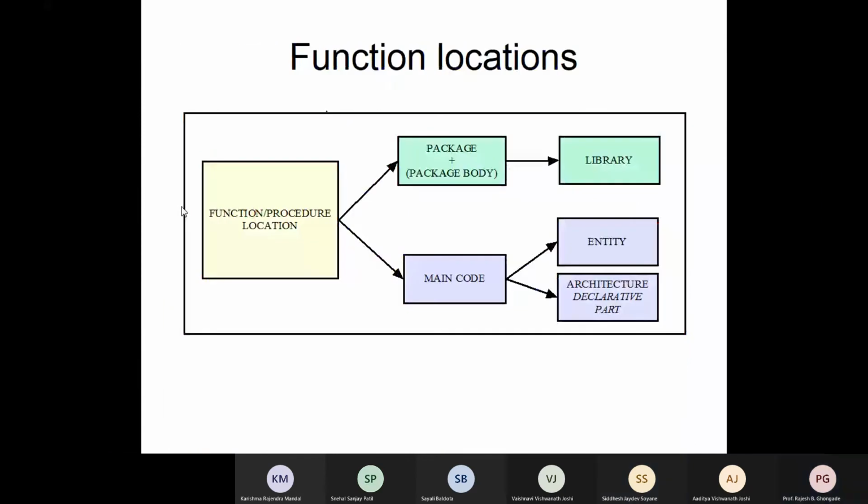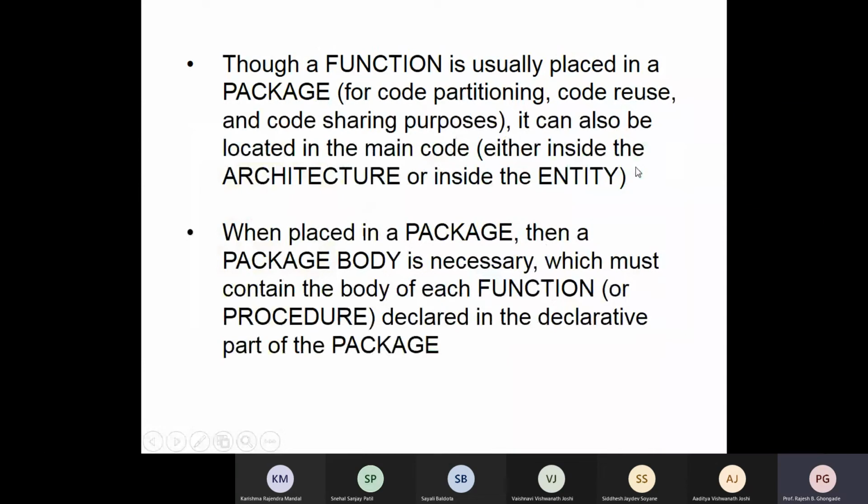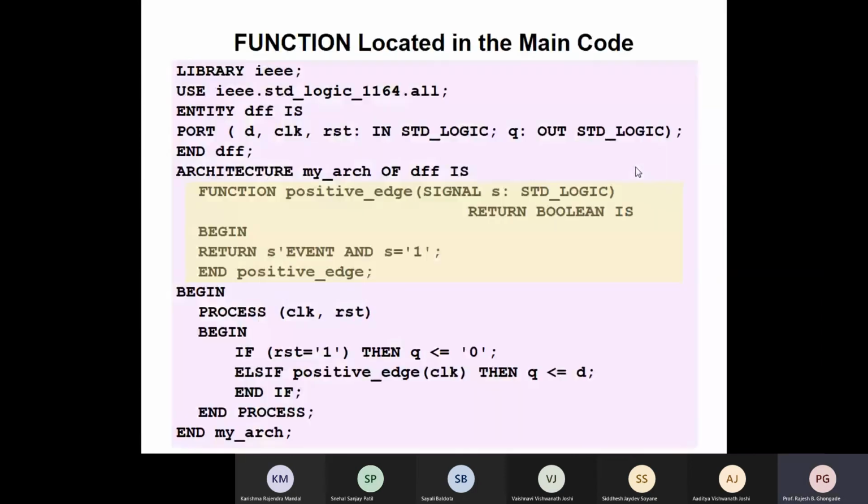All right. So where can you locate the functions? A function can be inside a package, package body, or main code. Either it can be in the entity or architecture, that is the declarative part. And when it is inside a package, it has to be inside a library. The function is usually placed in a package for, as we already said, partitioning, reuse, and code sharing. It can also be located in the main code, either inside the architecture or inside the entity. When placed in a package, a package body is necessary, which must contain the body of each function or procedure declared in the declarative part of that package.